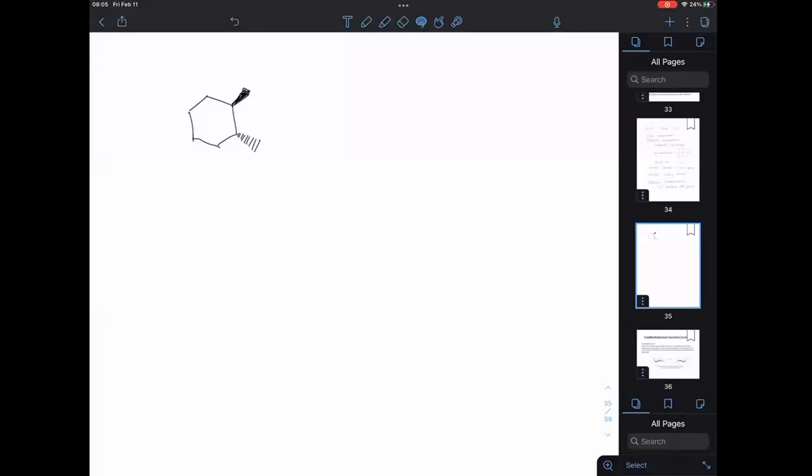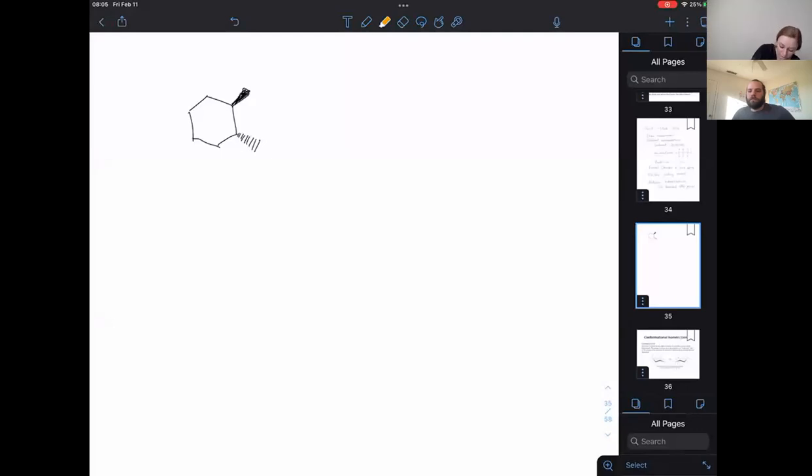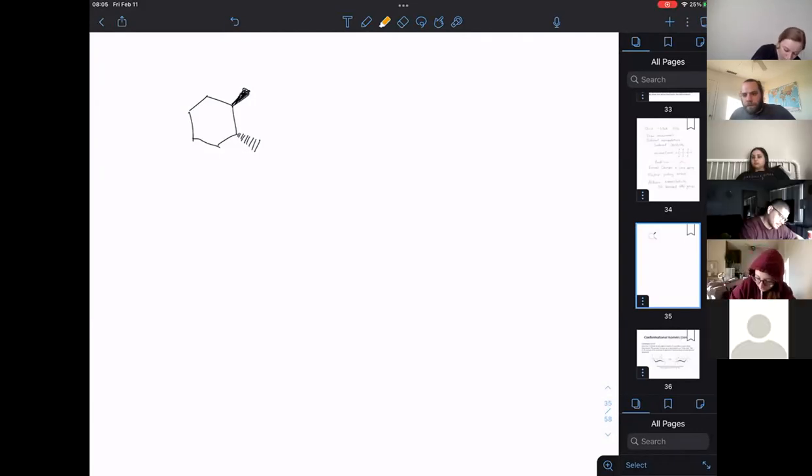All right, so we're naming this particular molecule. When you think you have it, let's see it in the chat. Let's see what we all remember about where we left off here.